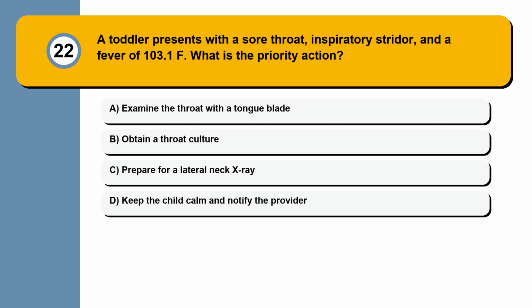Question 22. A toddler presents with a sore throat, inspiratory stridor, and a fever of 103.1 F. What is the priority action? Examine the throat with a tongue blade. Obtain a throat culture. Prepare for a lateral neck X-ray. Keep the child calm and notify the provider.